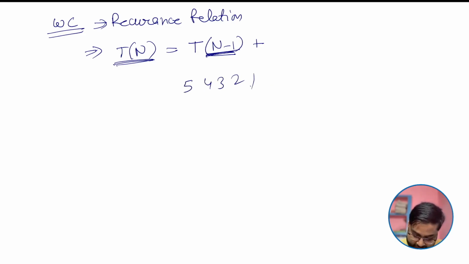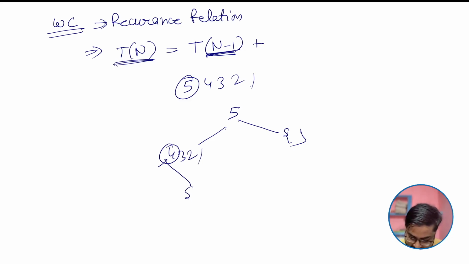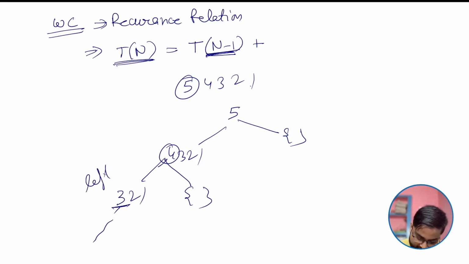Okay, so if you take 5 as a pivot element, then on the right we will have nothing, on the left we will have 4, 3, 2, 1. Similarly, if you take 4 as a pivot element, then right will have nothing, left will have 3, 2, 1. Okay, similarly, if you take 3, then every time it is inclined towards left side.